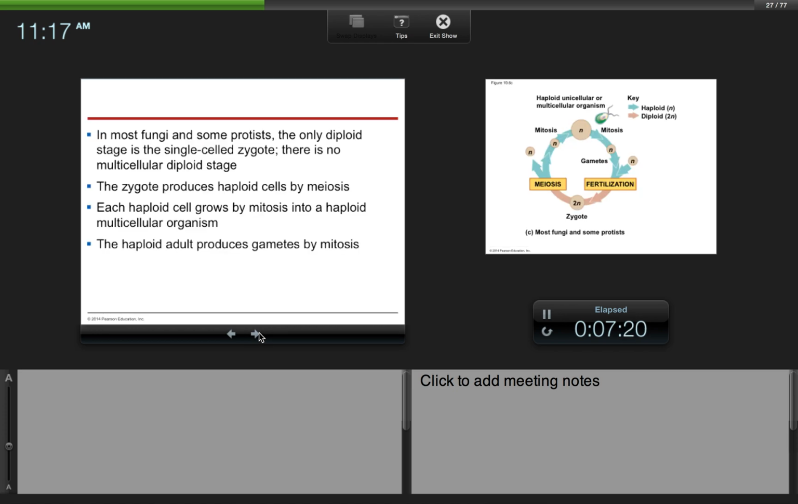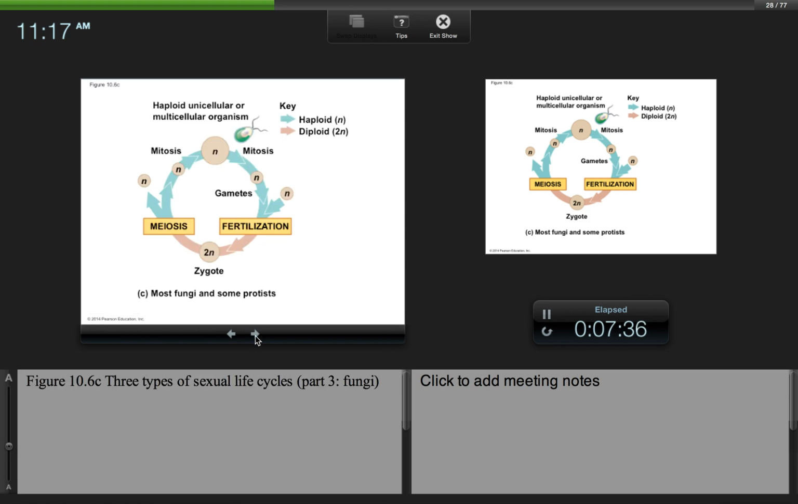In most fungi and some protists, the only diploid stage is the single-celled zygote. There is no multicellular diploid stage. The zygote produces haploid cells by meiosis. Each haploid cell grows by mitosis into a haploid multicellular organism. The haploid adult produces gametes by mitosis.